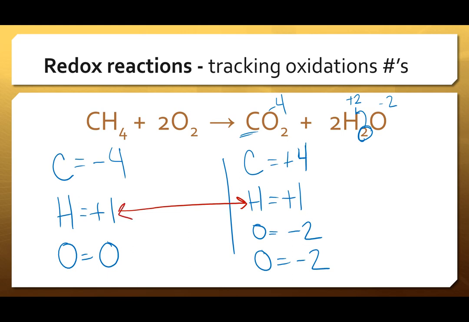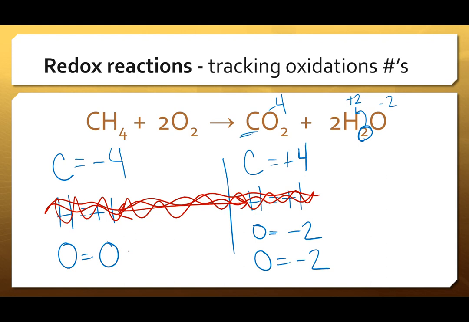So hydrogen as a reactant had a +1 oxidation number. Hydrogen as a product had a +1 oxidation number. So that stayed the same. Like it didn't gain or lose electrons, so we can ignore that. Now we need to look at carbon and oxygen.